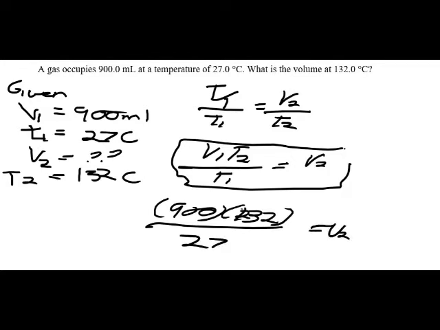All right, let's calculate it. 900 times 132 divided by 27, we will have 4,400 milliliters. And that would be our final answer.